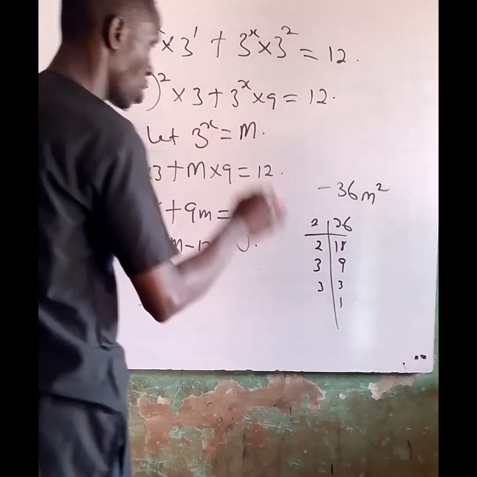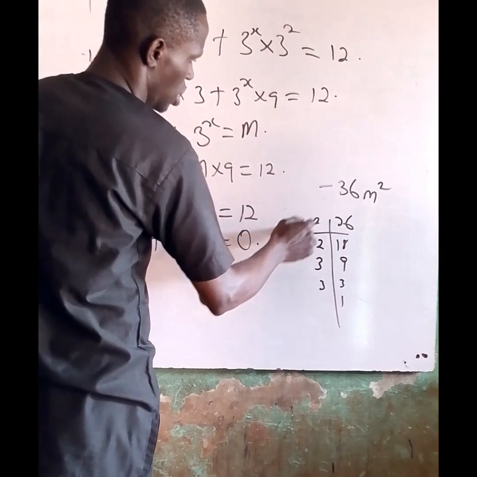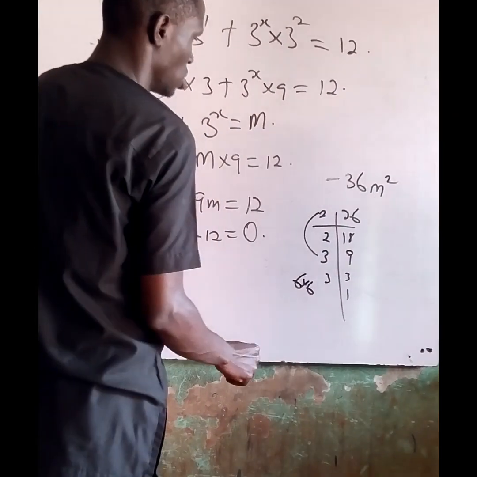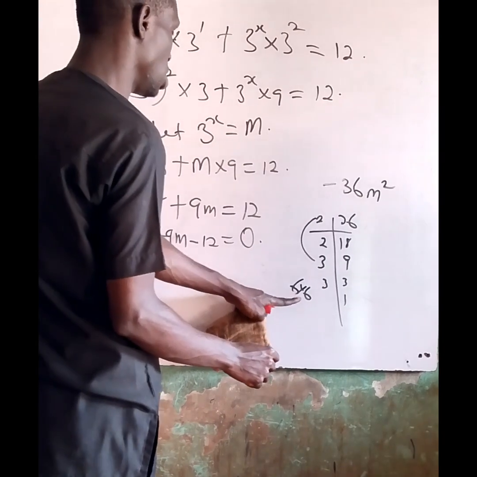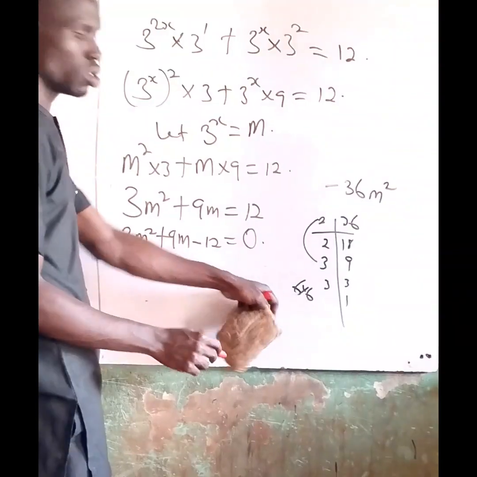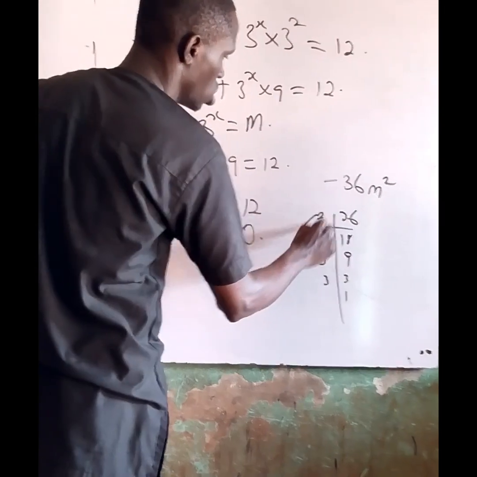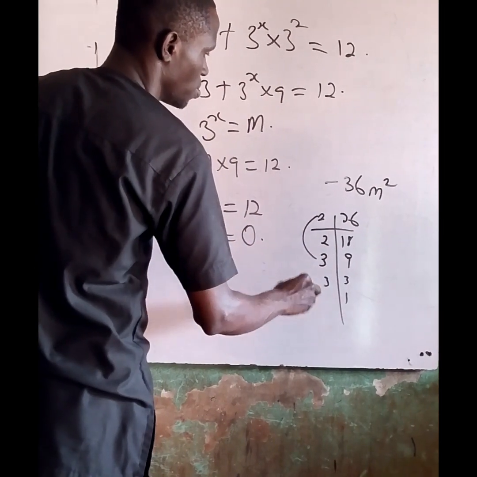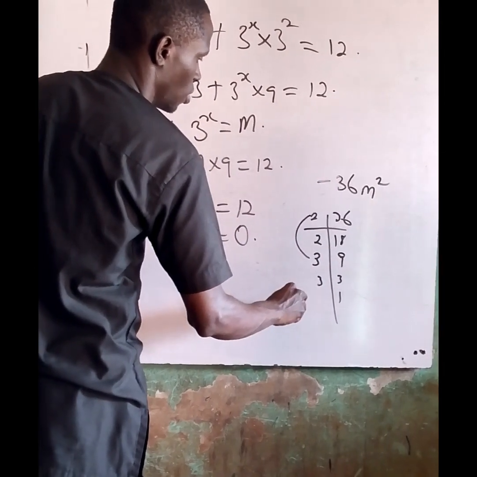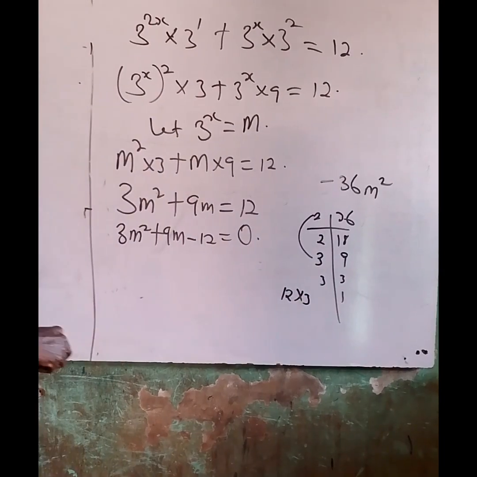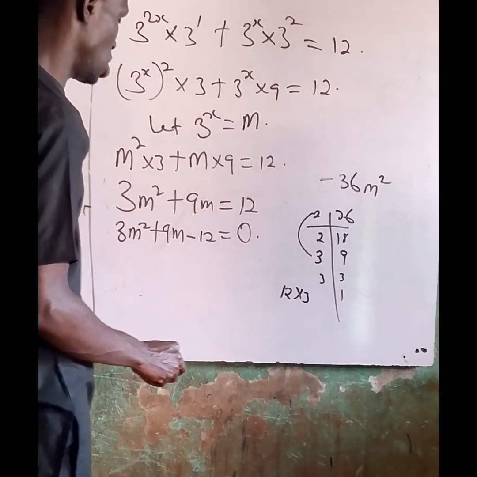Let's see. This and this, that's 6 times 6. 6 times 6 gives us 36, but when you add it, it gives us 12. So it's not 6 times 6. So let's use 2 times 2, 4 times 3, that's 12. Oh, yes, 12 times 3. 12 times 3 will give us 36. Now let's subtract.